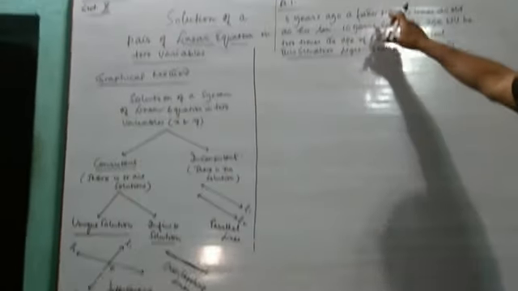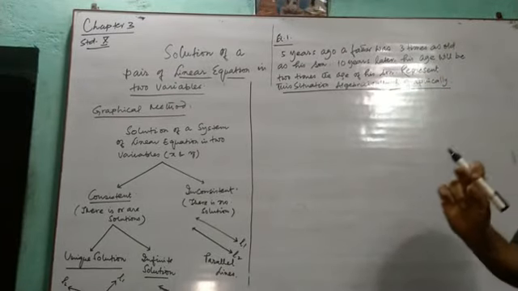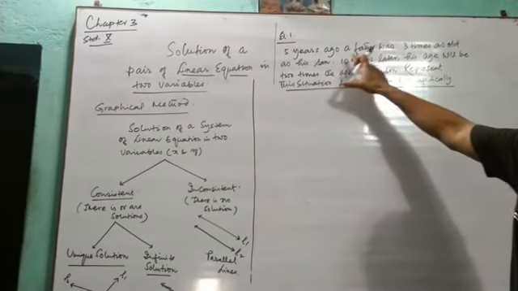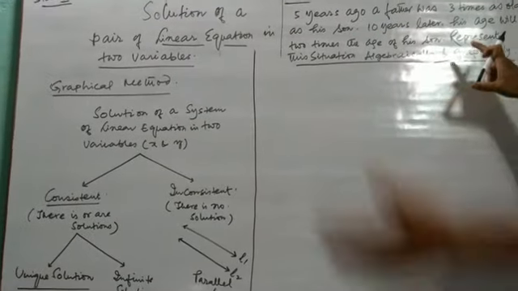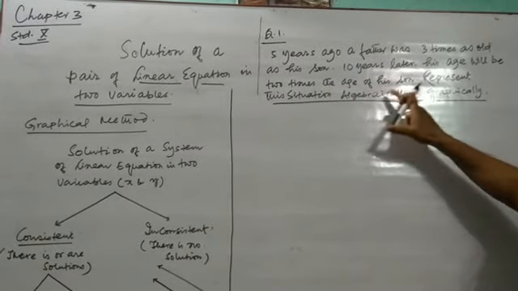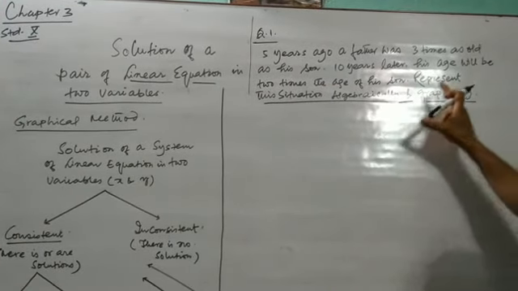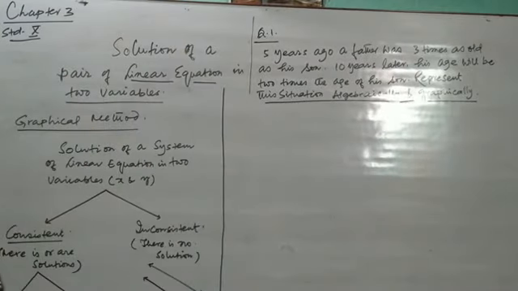5 years ago, a father was 3 times as old as his son. 10 years later, his age will be 2 times the age of his son. Represent this situation algebraically and graphically.